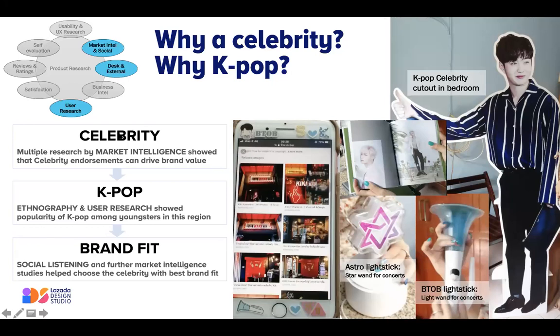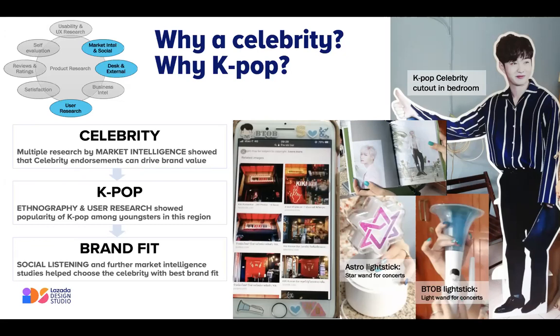So how it happened was that there was multiple research done by the market intelligence team, which showed that celebrity endorsements can drive brand value. Before that, we did not have any celebrity endorsements as such in the recent past, while some of our competition did. And market intelligence showed that they have had some impact on their brand value because of these celebrity endorsements. So should we even go for one, and which one to go for?